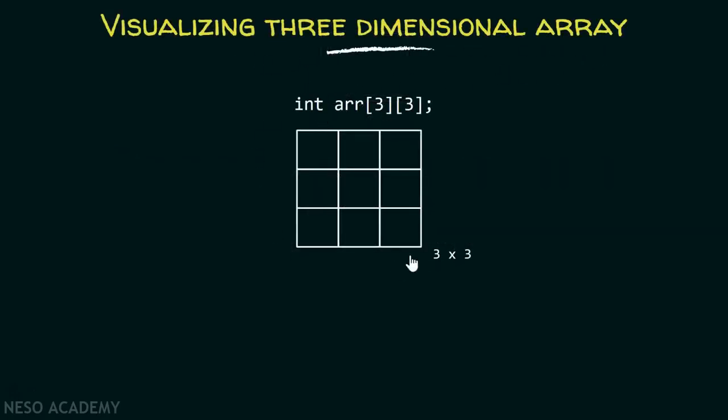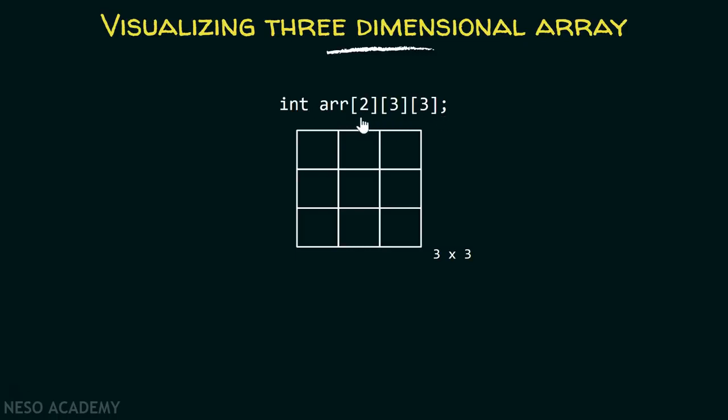If I want to visualize a two-dimensional array, I can visualize it in this way. This two-dimensional array consists of 3 rows and 3 columns, right? It is just a simple matrix. But what happens if I add one more dimension here? Then it becomes a three-dimensional array, isn't that so?